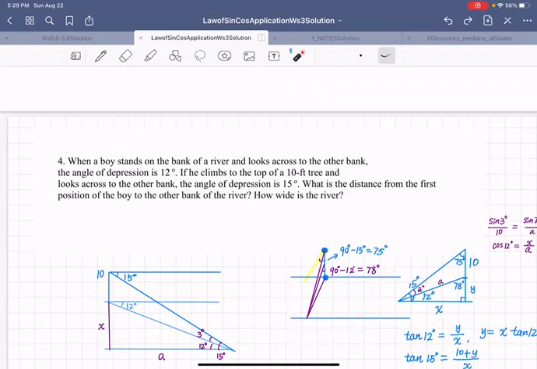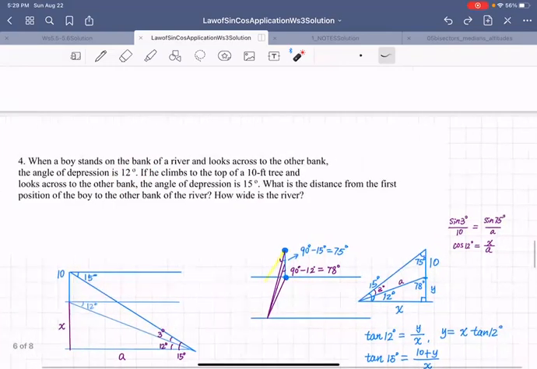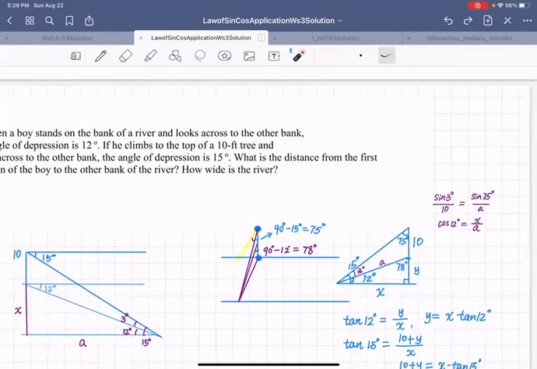The first depression angle is 12 degrees. The second depression angle is 15 degrees. So if we draw the triangle in this way, Aiden, look at this with me, okay? Your first angle of depression is that. Your second depression angle is that, okay? And we can change the graph to be like this. So this is the first time the boy has a height of y, okay? Because the boy is not looking at the river on the ground, right?